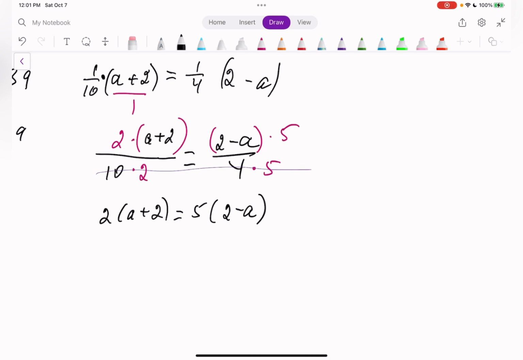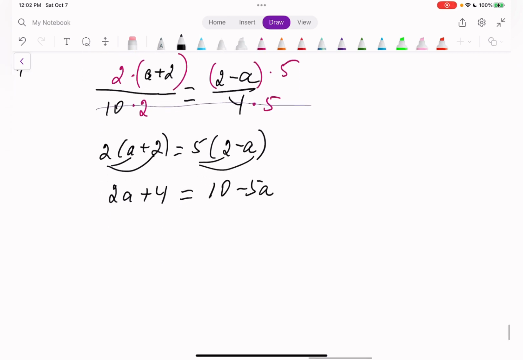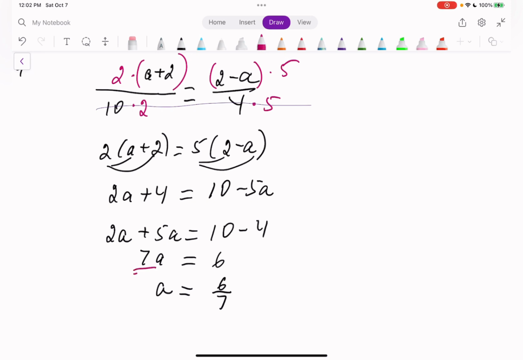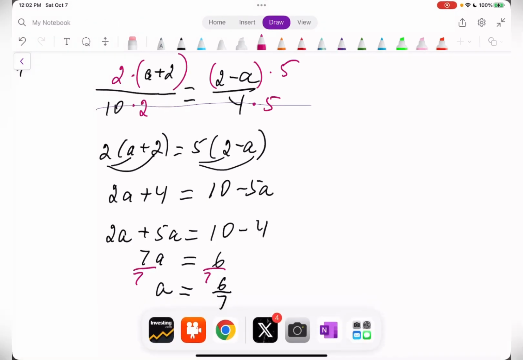Let's distribute: 2a plus 4 equals 10 minus 5a. And my answer: 2a plus 5a is equal to 10 minus 4, right? 7a is equal to 6, and a is equal to 6 over 7, because we divide by 7 here, we divide by 7 here. Okay, 6 over 7.